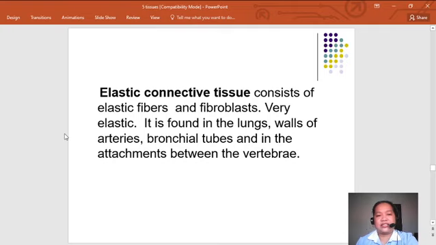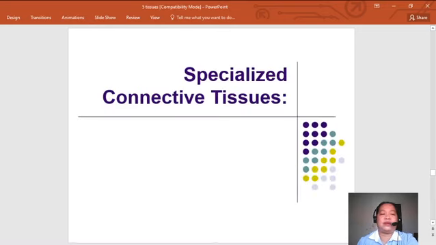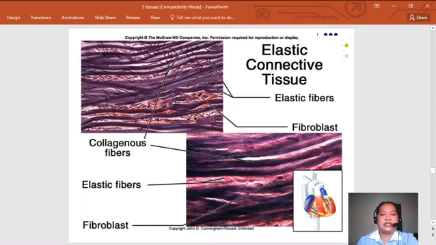Next, we have the elastic connective tissue, which consists of elastic fibers and fibroblasts. It is found in lungs, walls of the arteries, bronchial tubes, and attachments between the vertebrae. So this is the elastic connective tissue. Elastic fibers are darker compared to the fibroblasts and collagen.